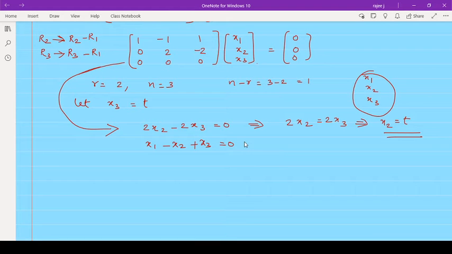Now from here you will get x1 is equal to x2 minus x3. x1 is x2 minus x3, taking to the right side. So x2 is t, x3 is t, t minus t is 0. So that is the value.